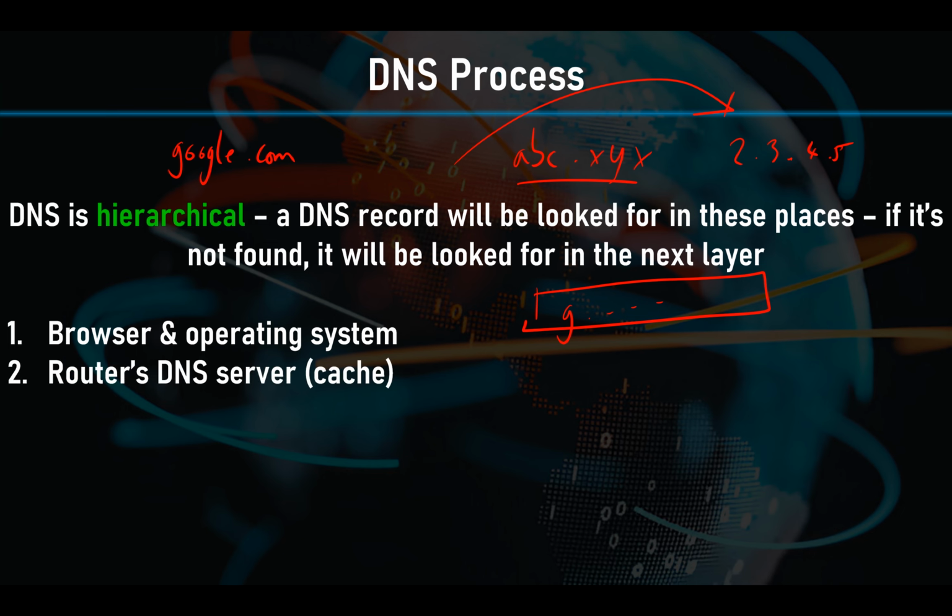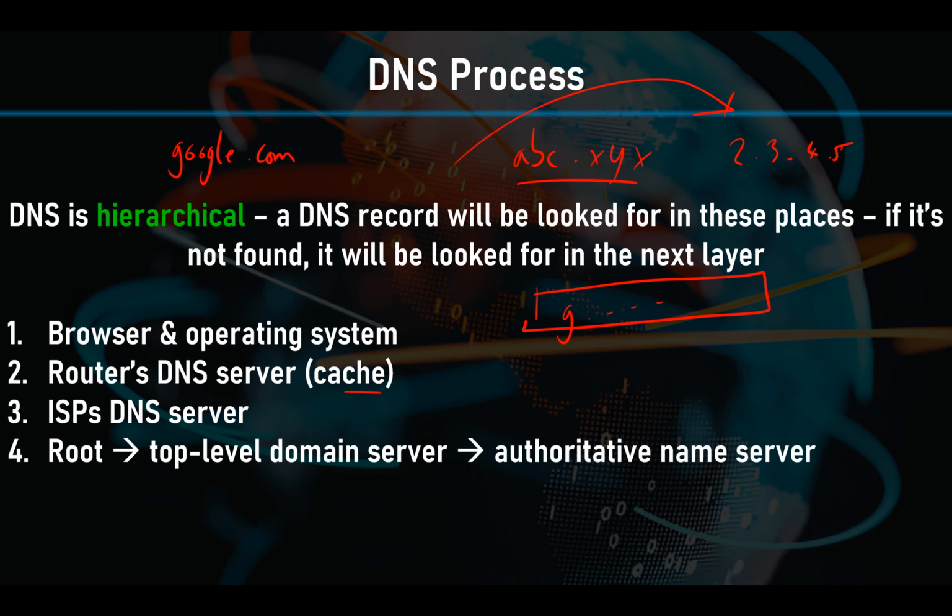If the DNS record is not known in the browser, and it's not found in the operating system, then it's going to go to the router. The router actually has a DNS server built in, and that's the cache, basically just the saved records from previous requests. If the router doesn't know, then it's going to go to the ISP's DNS server, the Internet Service Provider. And if that doesn't know, then it's going to go to the global DNS servers.